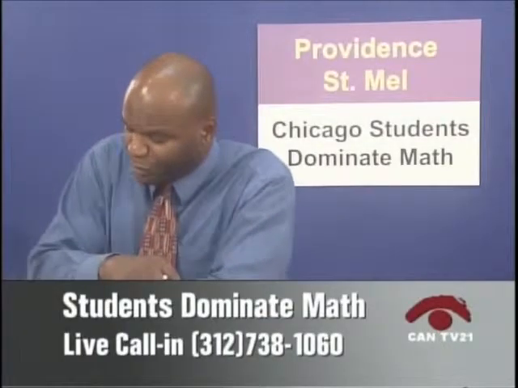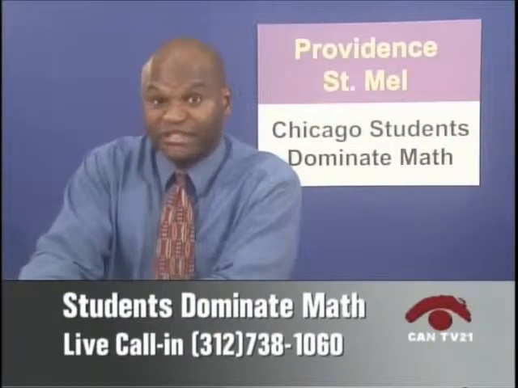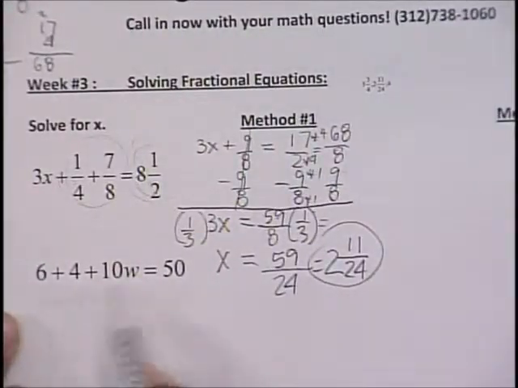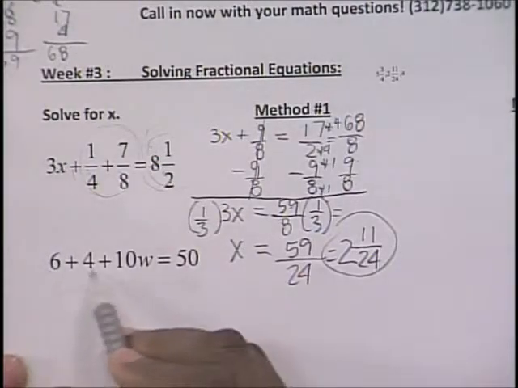We've got another problem. Let's take a look at this one. We have 6 plus 10w is equal to 50. Let's solve this problem. Again, we can combine the terms.